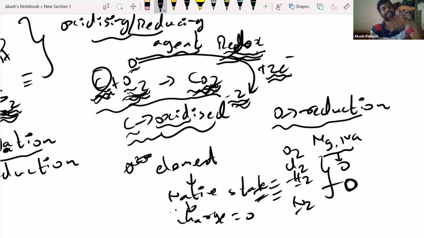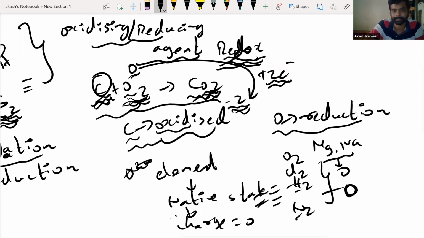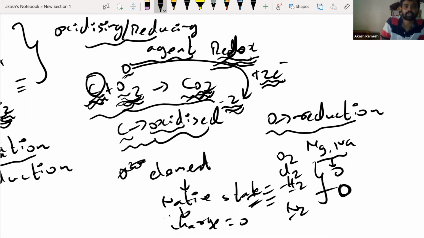Like this, in any reaction you take, you will have both oxidation as well as reduction happening. So this is the point I wanted to stress. I hope everything is clear. Right, now we'll speak about this one. What do you mean by oxidizing and reducing agent?